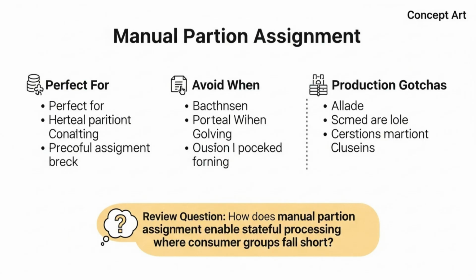There are a few production gotchas to watch out for. State recovery is paramount. Always implement robust state checkpointing. When workers restart, they must rebuild their state from the last checkpoint. Partition count planning is also crucial. Changes to partition counts are complex with manual assignment, so plan your strategy up front. And finally, monitoring is critical. Without consumer groups, you lose automatic lag monitoring, so you'll need to implement custom metrics to track per partition processing lag.